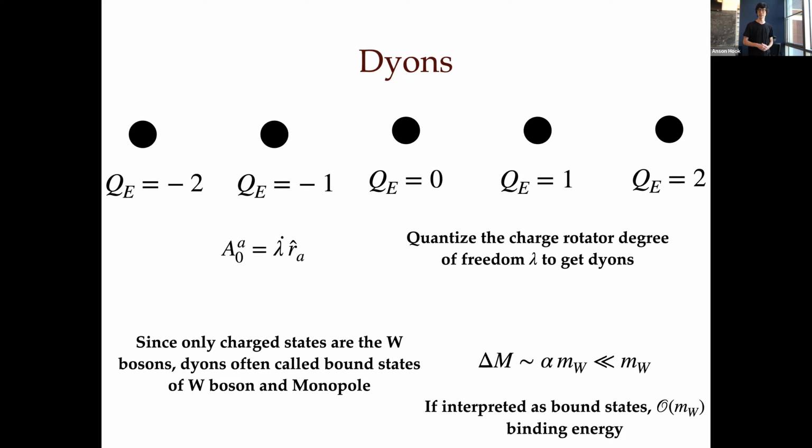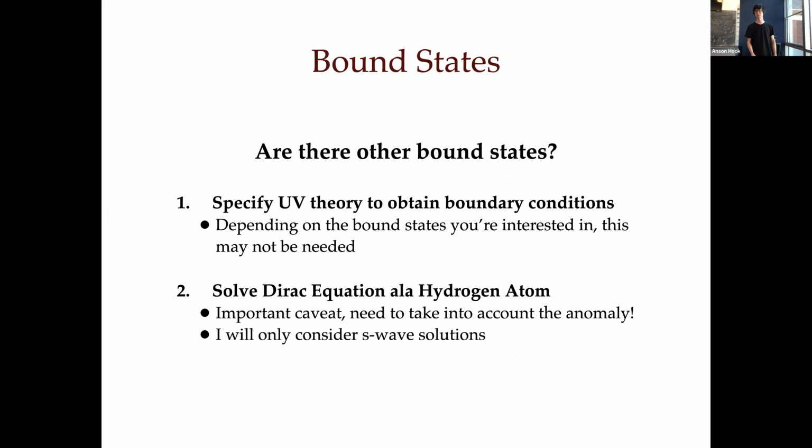And so what did we want to do? What we wanted to do was literally just solve the Dirac equation in the background of a monopole, a la how we solve the hydrogen atom, right? We just wanted to do the dumbest thing: Dirac equation, hydrogen atom, solve for all solutions.